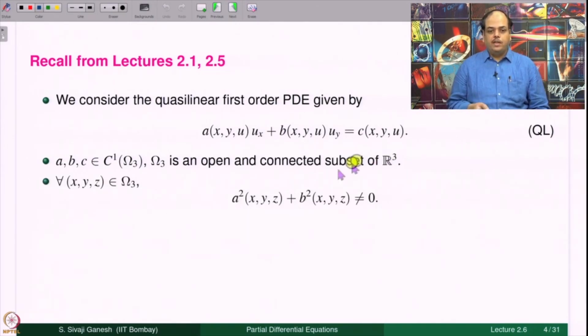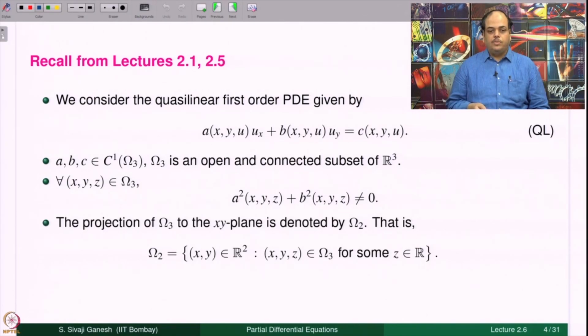This is the most important thing. We do not want the coefficients of the partial derivatives u_x and u_y, namely A and B, to vanish simultaneously at the same point. So, we require that at least one of A and B must be non-zero at each and every point in Omega 3. And the projection of Omega 3 to the xy plane is denoted by Omega 2. Omega 2 is those elements of R2 such that (x,y,z) belongs to Omega 3 for some z in R.